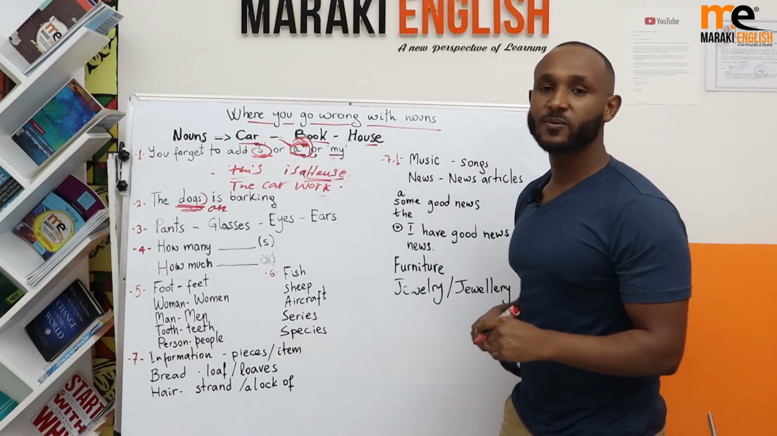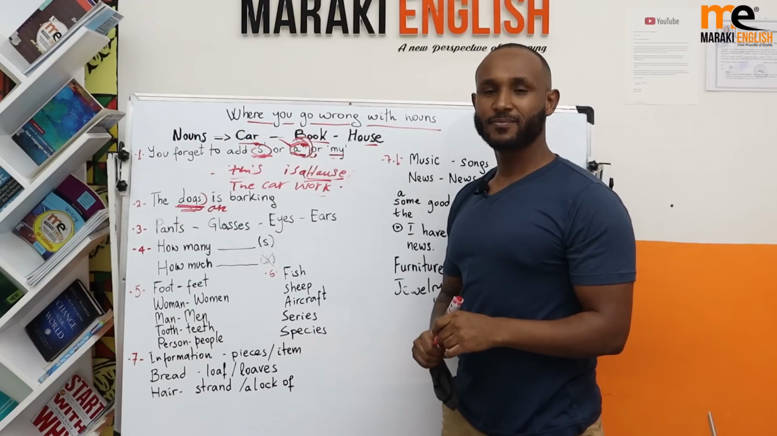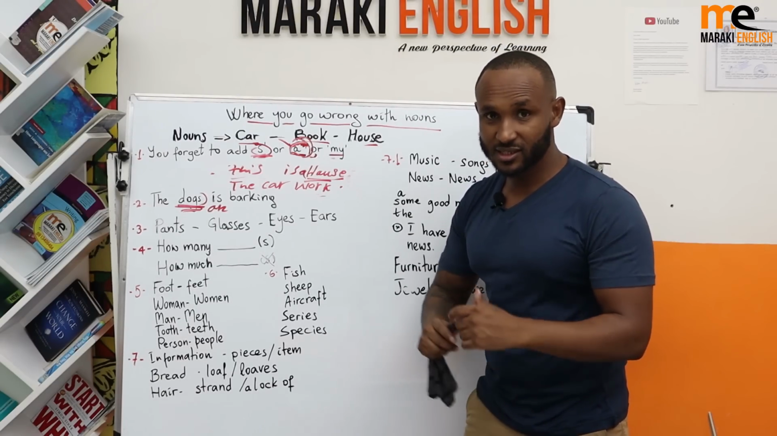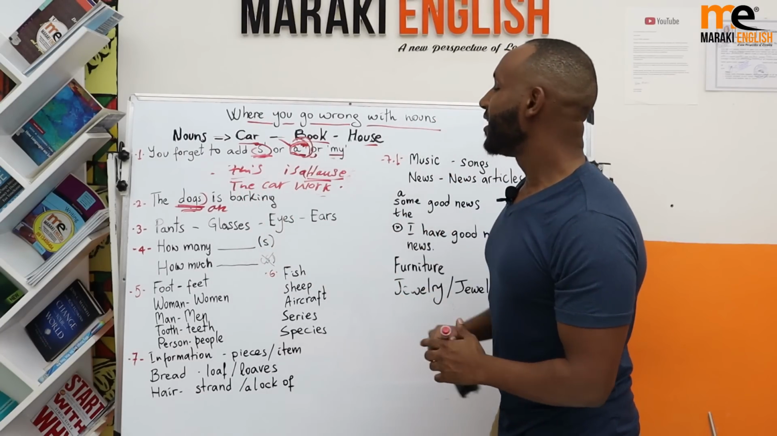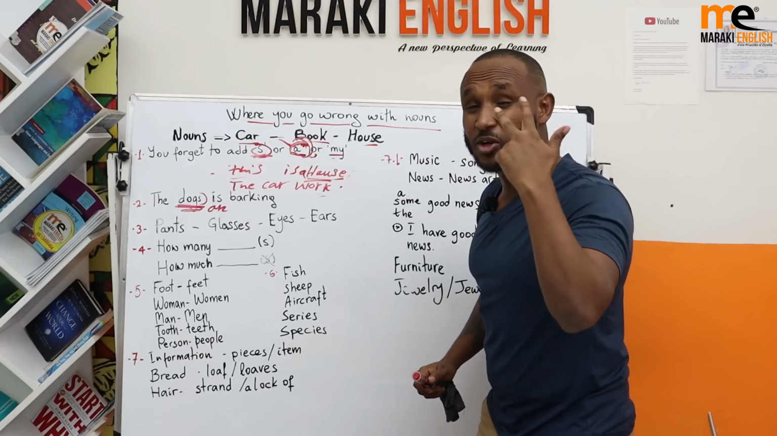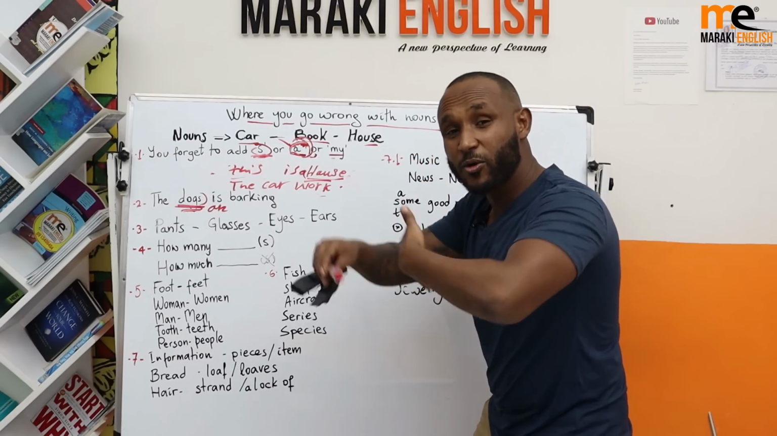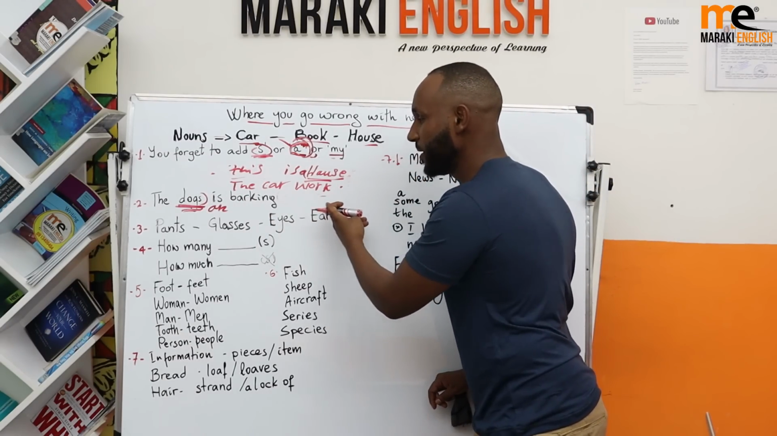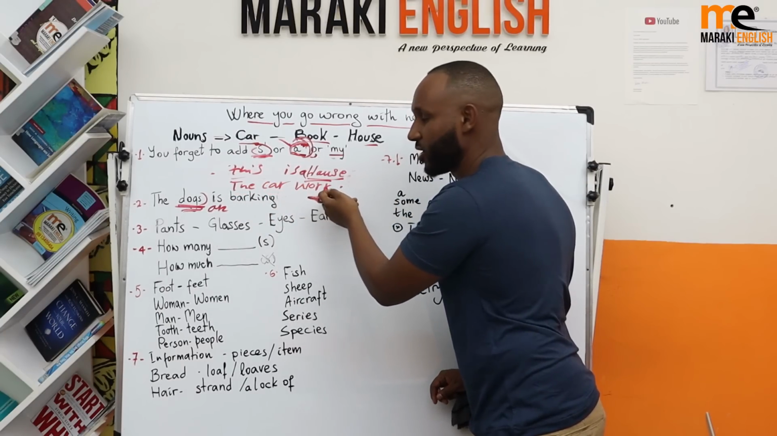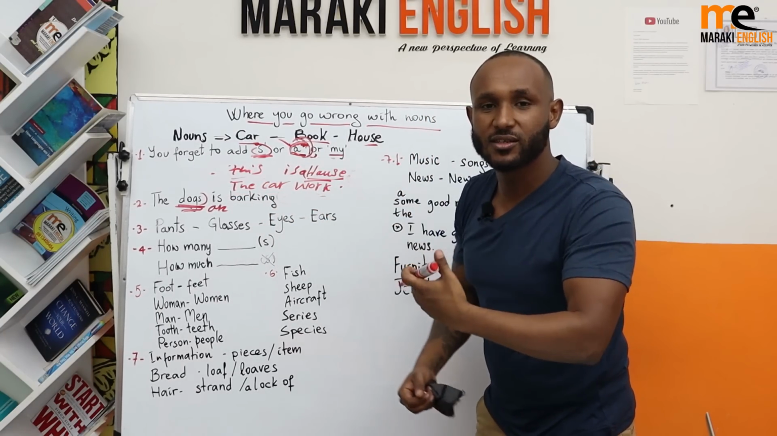Second one, the car work. The car work. What tense is this? This is simple present tense. We're talking about a repeated action. So in this case, if you have he, she, it, third person singular, and you're talking about repeated action, you have to add s to the verb. So what's the verb here? The car work. What's the action word?